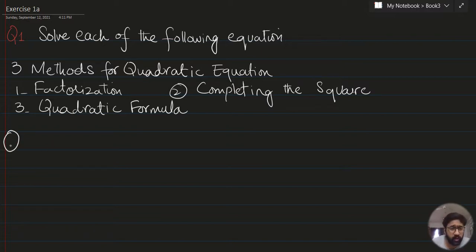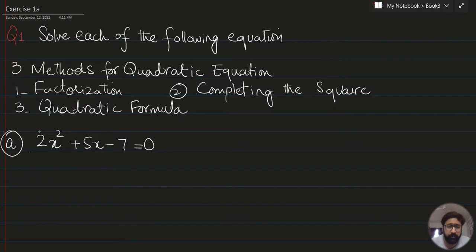So question number 1, the A part, is 2x square plus 5x minus 7 is equal to 0. I'm going to do this question with the help of factorization. And how are we going to do that? Please be a little focused over here.